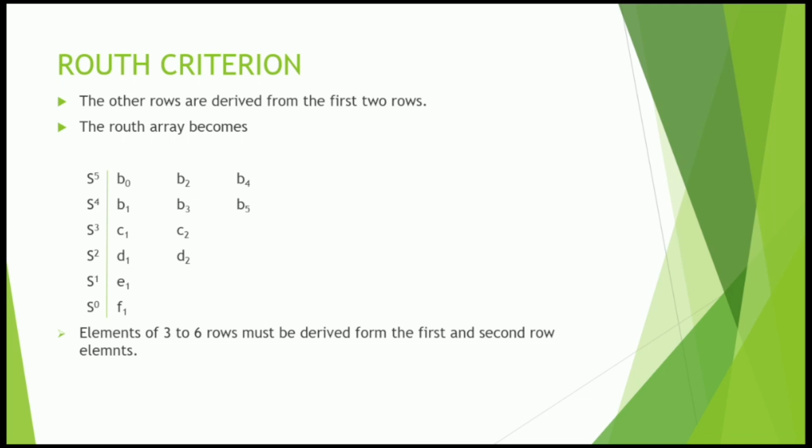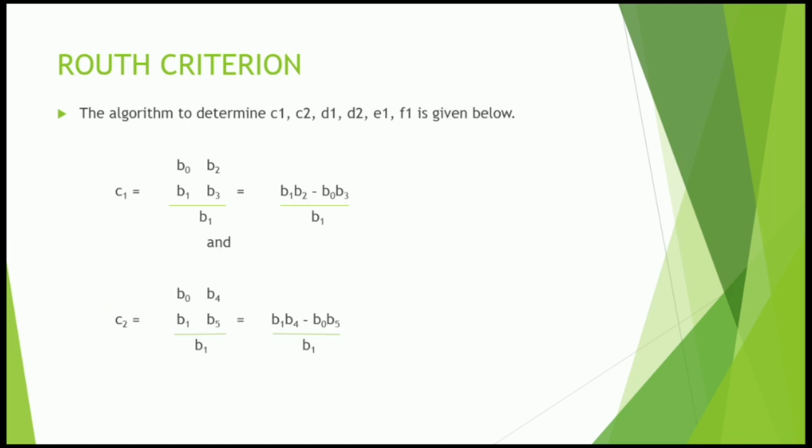And in this case, the elements of rows 3 to 6 must be derived from the first and second row elements. And for that, we use a specific algorithm. Using this, we can find c1, c2, d1, d2, e1, and f1.